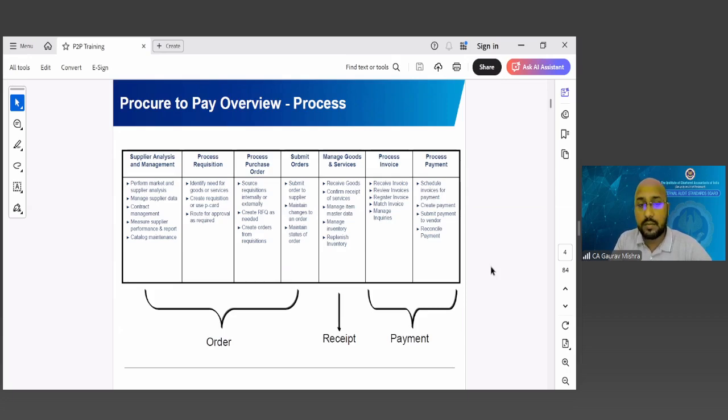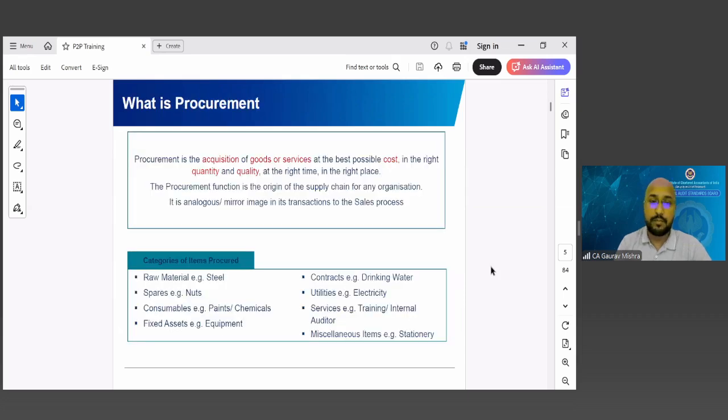Then the process of purchase requisition, then the process of purchase order creation. After the purchase order, you will receive the goods receipt, and then invoice booking, and then the payment process. I'm not going to run through this. It's very simple: what do you mean by procurement? It is simply the acquisition of goods and services at the best possible cost.